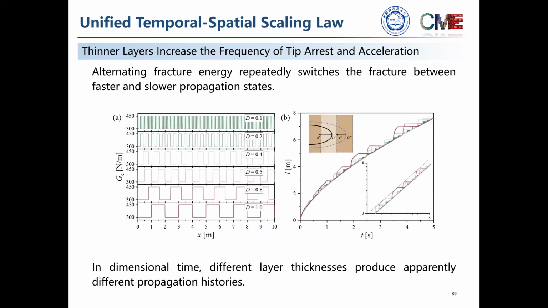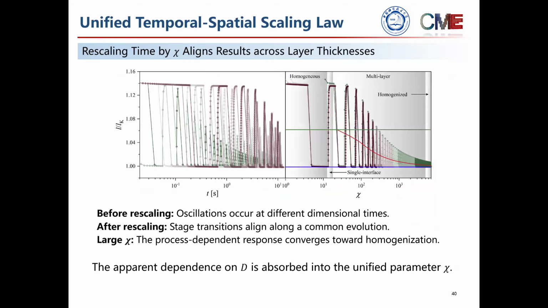Let us test the scaling with periodic fracture energy contrast. In dimensional time, different layer thicknesses produce very different propagation histories. Thin layers lead to frequent switches between faster and slower states as the tip rapidly encounters low and high fracture energy layers. Thick layers produce fewer, more widely separated transitions. If we look at dimensional time, those cases appear fundamentally different.